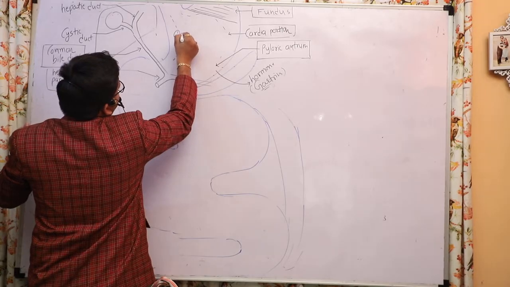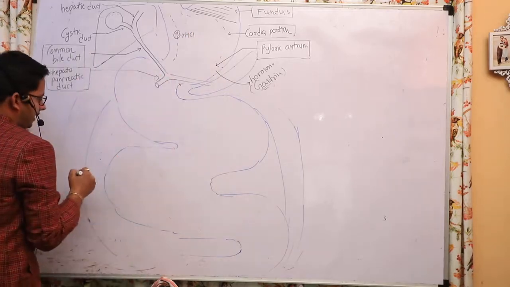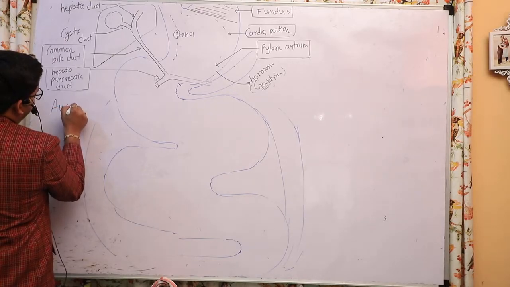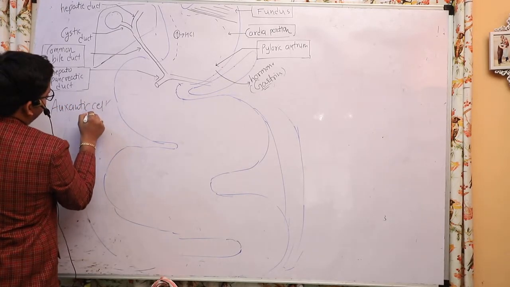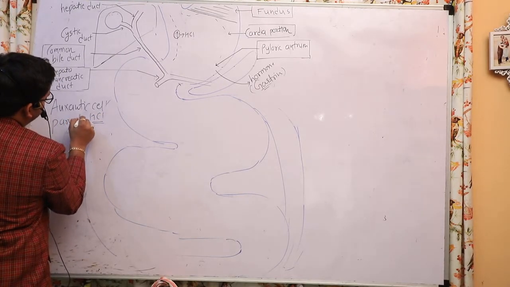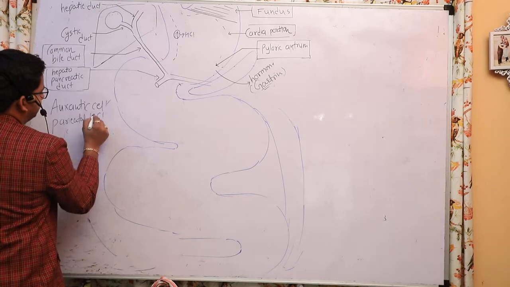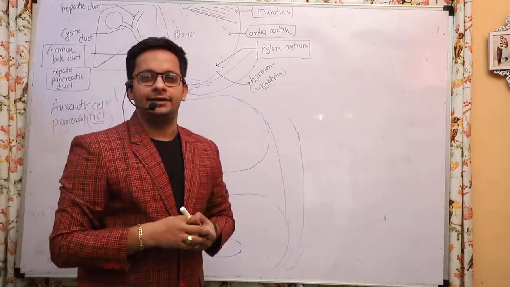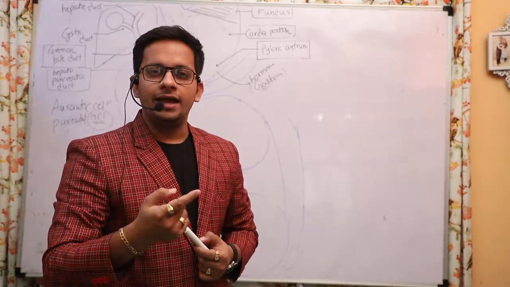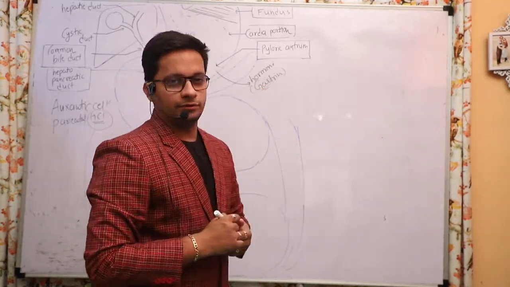Likewise, the HCl will be secreted by oxyntic cells. Oxyntic cell, I will write this. Oxyntic cell will secrete HCl. It is also called a parietal cell. Parietal cell will also secrete the HCl. So HCl will be secreted by oxyntic cell and parietal cell. Why is HCl secreted? Because of the gastrin hormone.